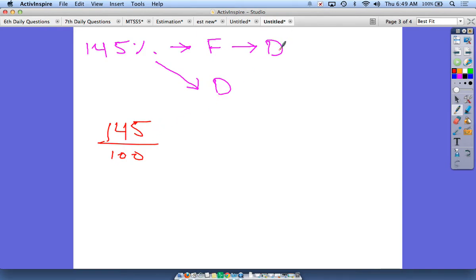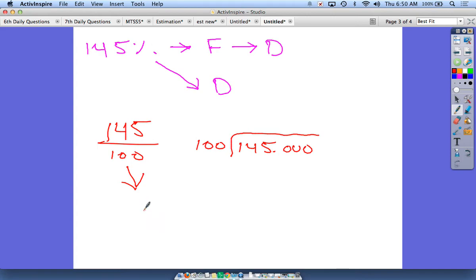If I want to make it a decimal, probably the easiest thing to do is just divide it how it is. I mean, I could just do 100 divided by 145 and go from there. I think it's easier to change this to a mixed number first and go from there. So that's what I'm going to do just to show you.